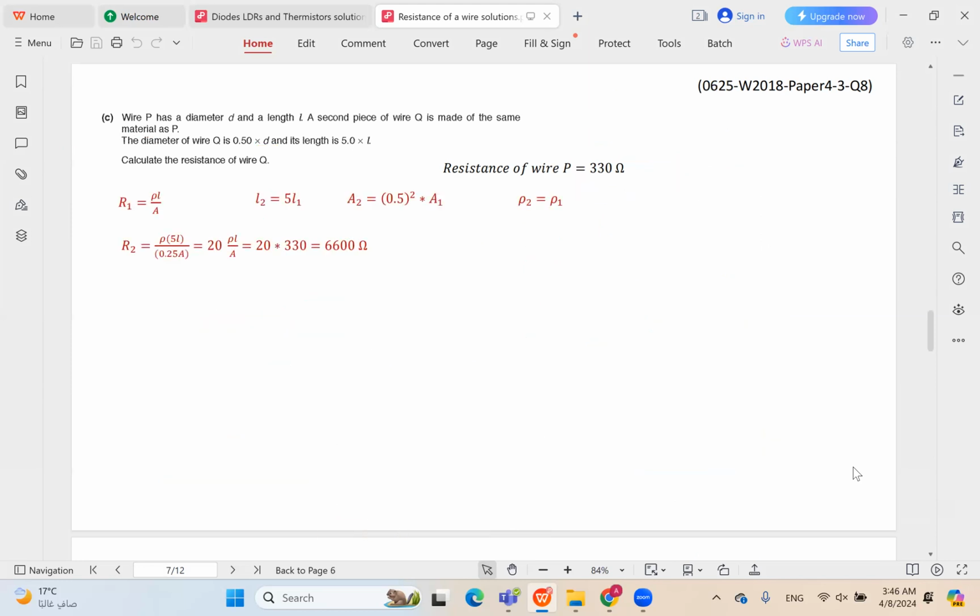And this is how we did it. So we said that the length is 5 times the original length, and the area is half squared of the original area, which is 0.25, like we said, or 1 over 4 of the original area. So we put 5L and we put quarter of the A, or 0.25A, and then 5 divided by 0.25 gave us 20, and then we multiplied that by the amount that we were given for the first resistance, and we got the answer as 6,600 ohms. This is the final answer here.